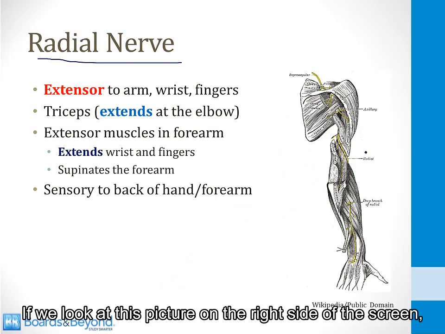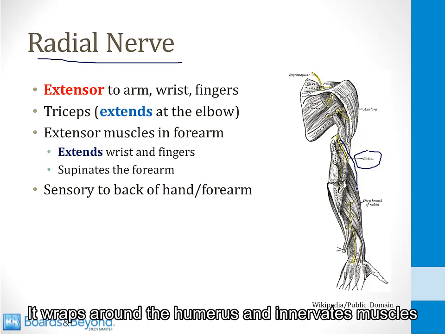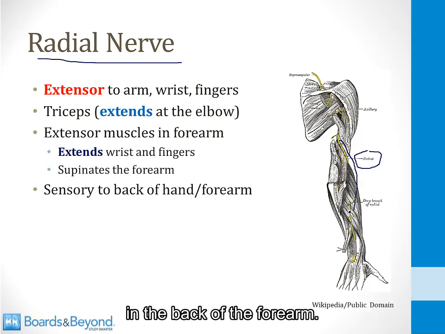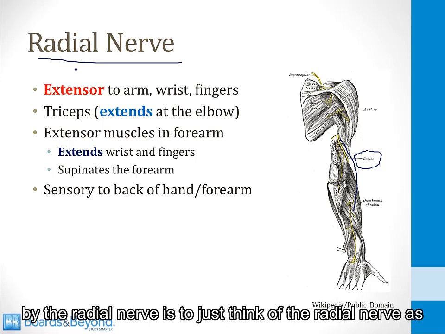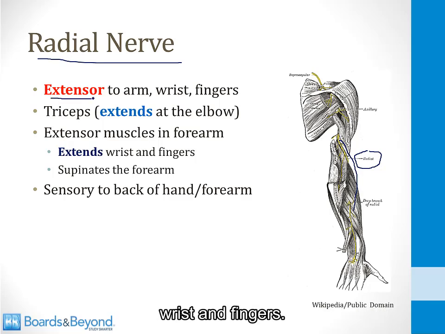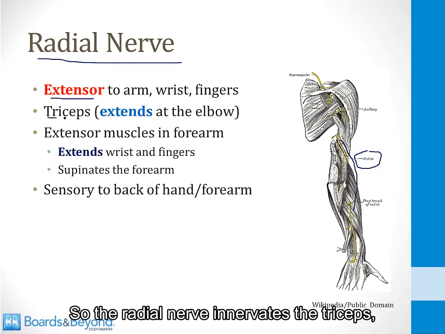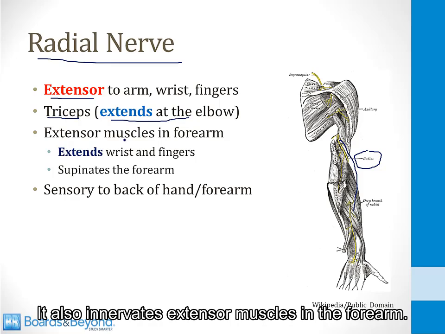If we look at this picture on the right side of the screen, this is the radial nerve shown here. It wraps around the humerus and innervates muscles in the back of the forearm. The easy way to remember the muscles that are innervated by the radial nerve is to just think of the radial nerve as the major innervator of extensors in the arm, wrist, and fingers. So the radial nerve innervates the triceps, and that will extend the arm at the elbow. It also innervates extensor muscles in the forearm.